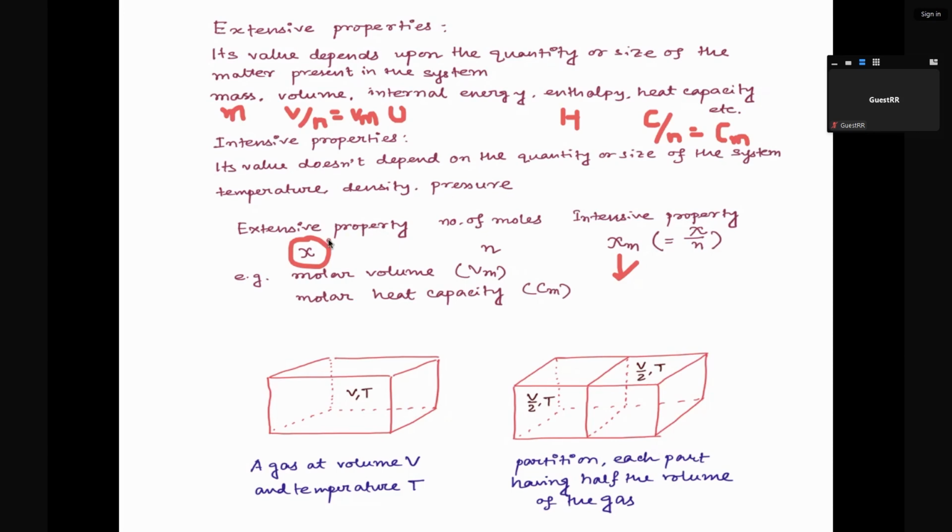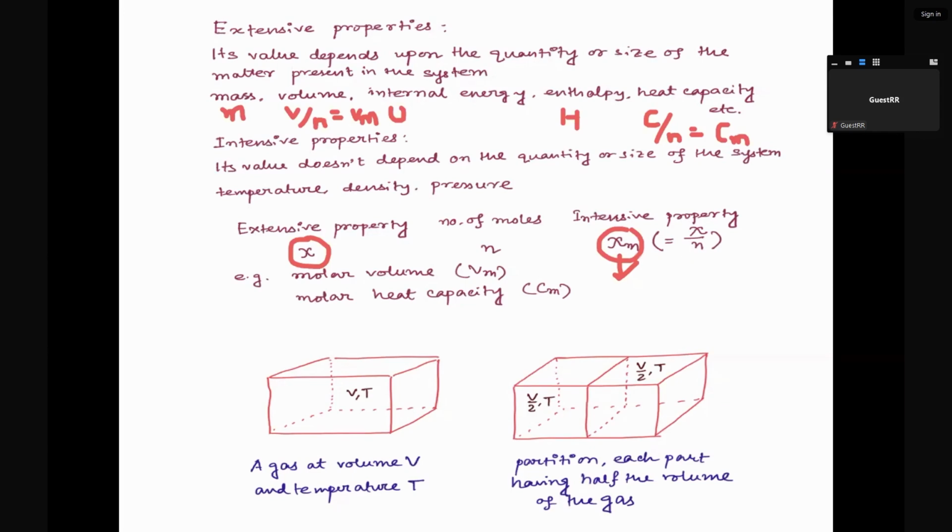Now, for example, if you take any extensive property, called chi, a symbol in the Greek alphabet, and we have a number of moles of the matter present, that is n, if we divide this chi by n, then it will form a new property, chi m, which is chi divided by n. Now this chi m will be a property which is intensive, not an extensive one.